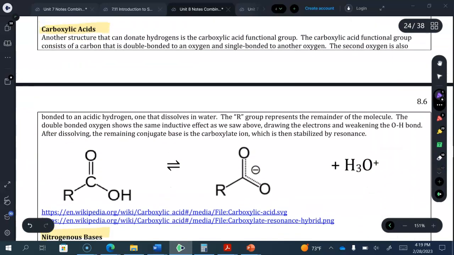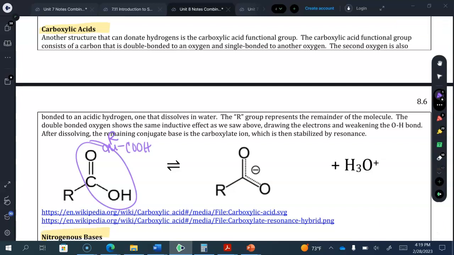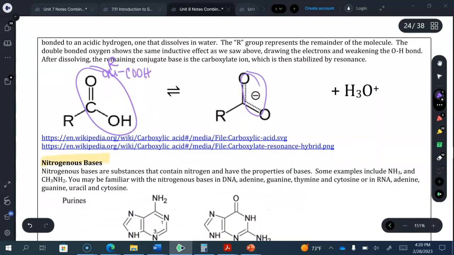Carboxylic acids are another structure that can donate hydrogens. The carboxylic acid functional group, which is this part right here, we sometimes see written like this with stuff on this side, which we call R. The double bonded oxygen shows the same inductive effect by distributing that double bond and reducing the electron density that is on the acidic oxygen. So it's stabilizing it by resonance.